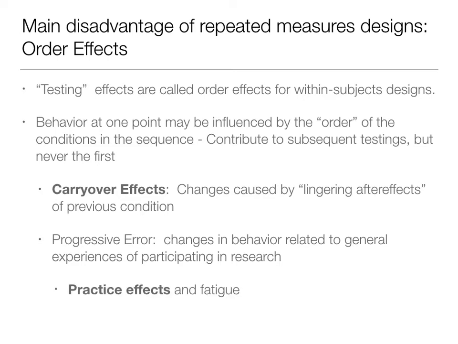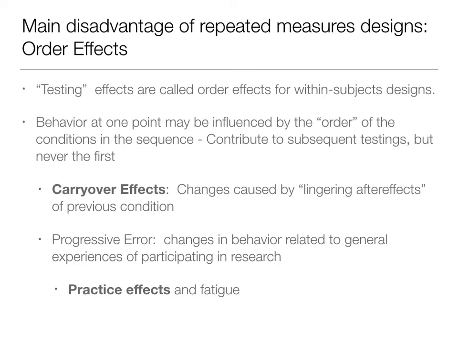One of those examples of progressive error can be practice effects. They can go the other way too. So with a practice effect, you could just get better at something. Test taking is one of those things. The first time you take a test for any instructor, it's usually one of the harder tests because you're not sure what that instructor's tests are going to be like. And so on subsequent tests you usually improve because of practice effects.